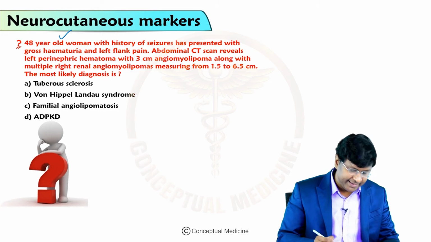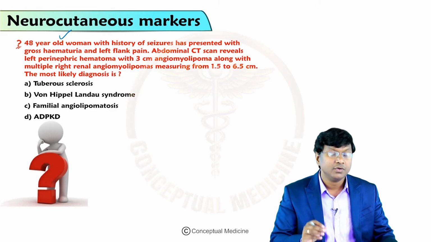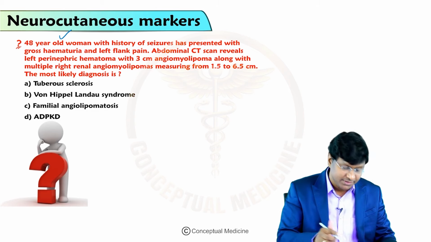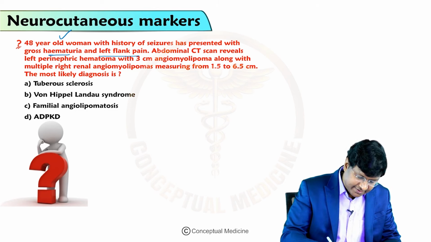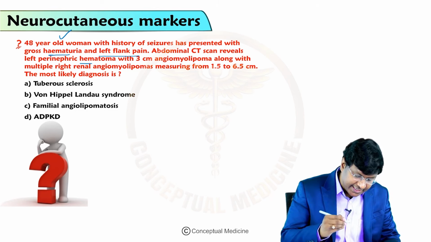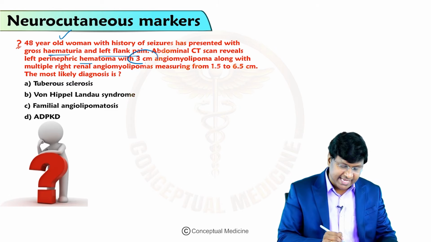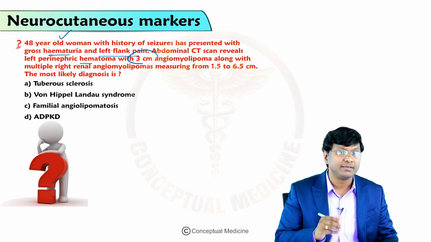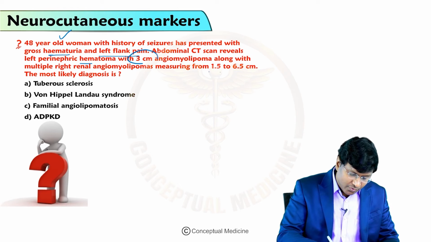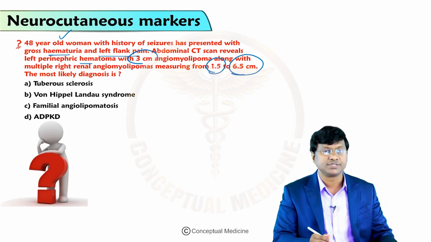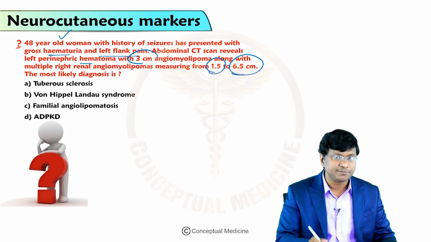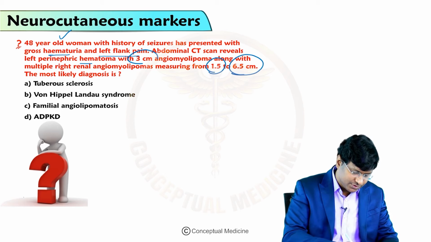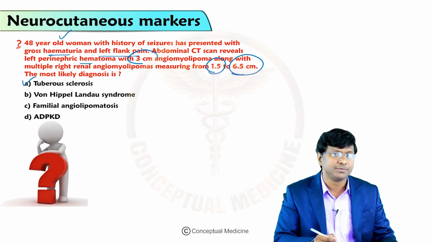Now, you see another question. A 48-year-old man with a history of seizures has presented with gross hematuria and left flank pain. Abdominal CT reveals a left perinephric hematoma with 3 cm angiomyolipomas along with multiple right renal angiolipomas measuring around 1.5 to 6.5 centimeters. Now, what will be the most likely diagnosis? The most likely diagnosis in this patient will be tuberous sclerosis, right? It will be tuberous sclerosis.